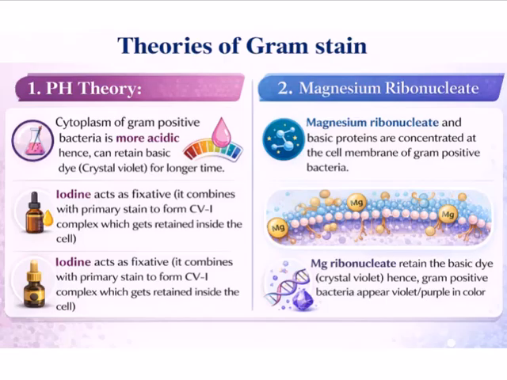Role of iodine: Gram's iodine acts as a mordant, a fixative. It combines with crystal violet to form a crystal violet iodine complex. This complex is large and insoluble, so it becomes trapped inside gram-positive cells, especially during the decolorization steps.